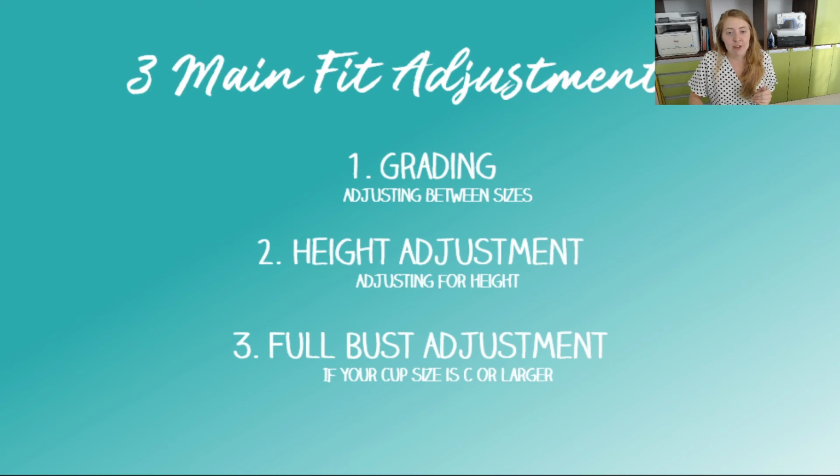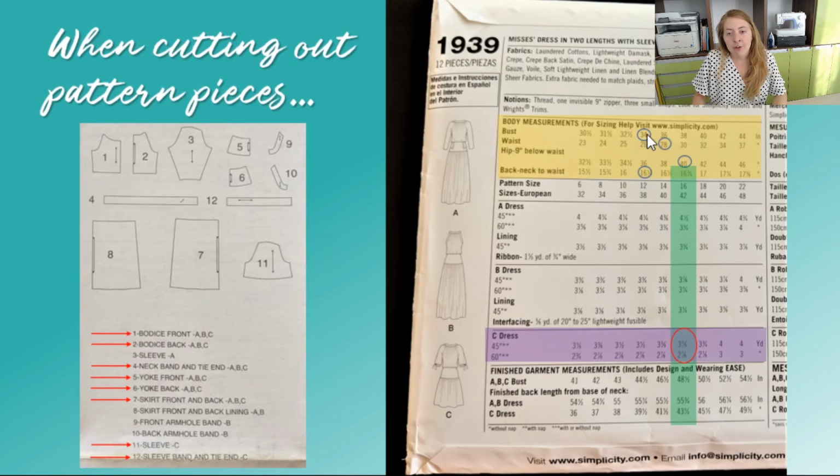But if you don't want to take a class with me and you want to do it on your own, then I at least want to give you the words that you need to Google to find these fit adjustments. Those fit adjustments are grading, height adjustment, and a full bust adjustment. Grading is how you actually adjust between sizes, like what I just showed you here. If I want to make this fit between a size 12, then a 14, then a 16, then back down to a 12, that's done through grading.